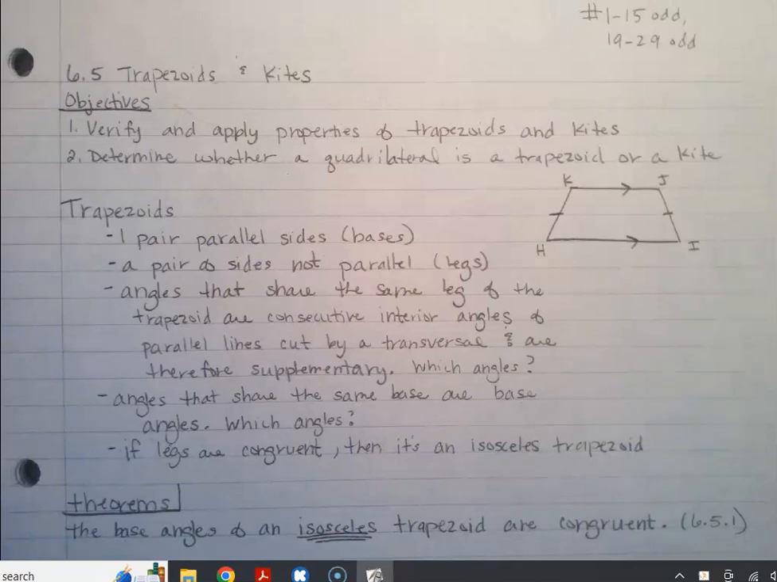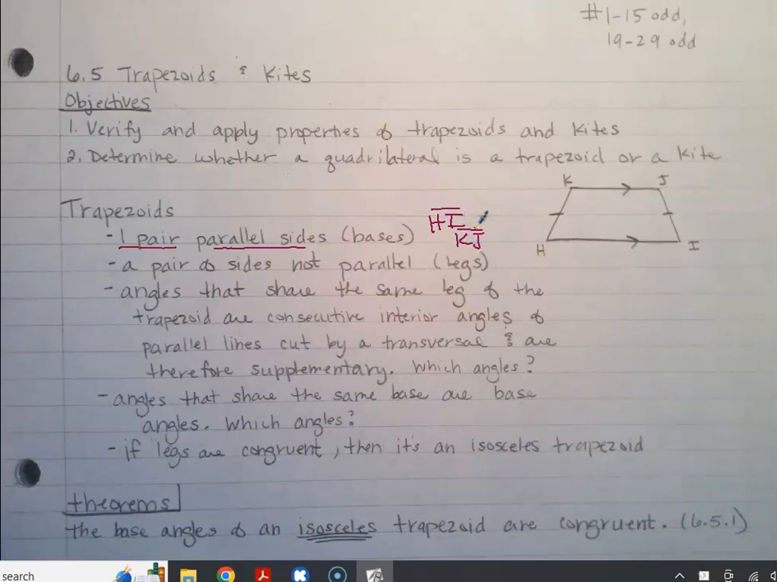Like Caden said, I wrote a paragraph because there's a lot of things to remember about trapezoids that we kind of take for granted. So I want to make sure we go over them. Trapezoids have one pair of parallel sides. Those are our bases. What are our bases in trapezoid HIJK? HI and KJ. Okay, those are the bases.